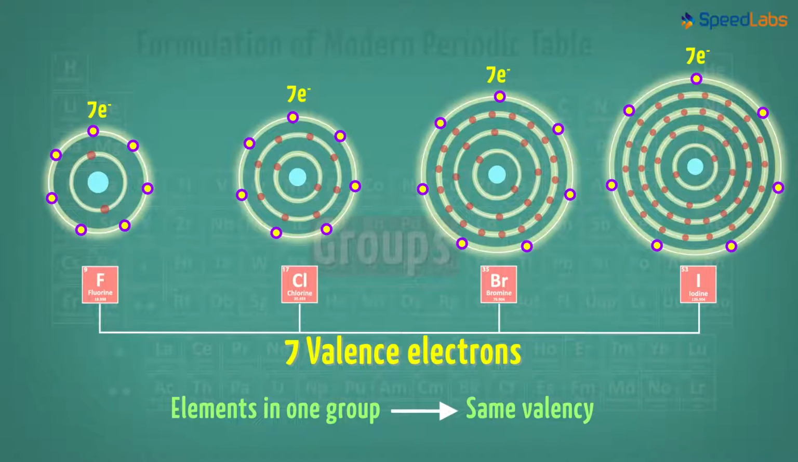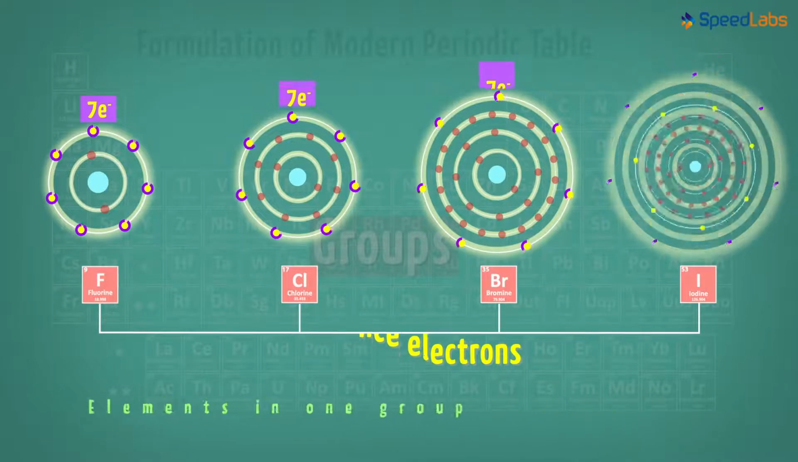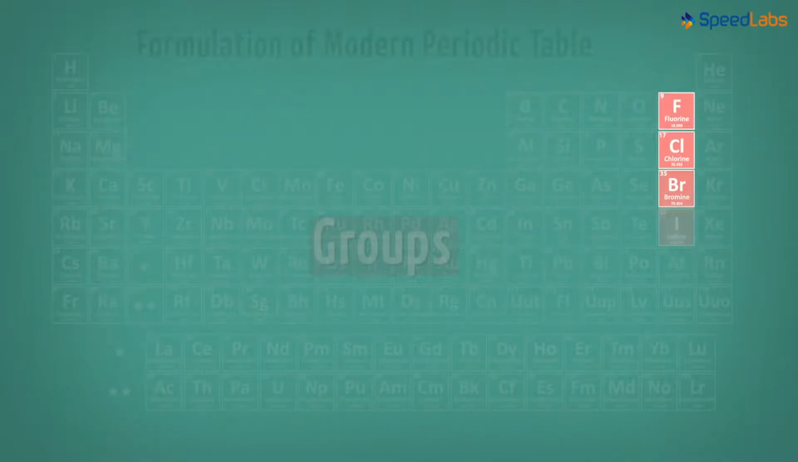As we go down in the group, only the number of shells increases. However, the number of valence electrons still remains the same. All the elements have 7 electrons in the outermost orbital despite the different shell numbers. This is why the chemical properties of elements in a group remain the same. So now you know how elements form a particular group.